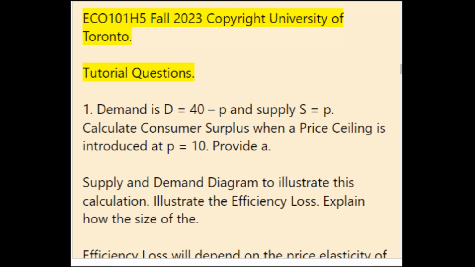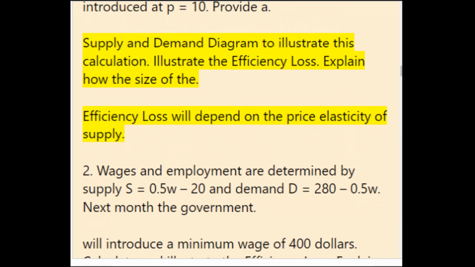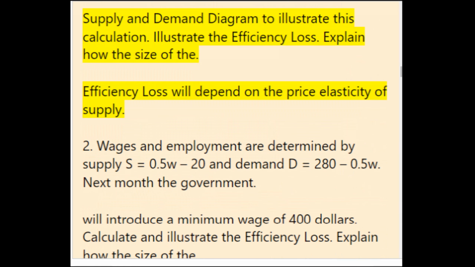Tutorial questions. 1. Demand is D = 40 - p and supply S = p. Calculate consumer surplus when a price ceiling is introduced at P = 10. Provide a supply and demand diagram to illustrate this calculation. Illustrate the efficiency loss. Explain how the size of the efficiency loss will depend on the price elasticity of supply.